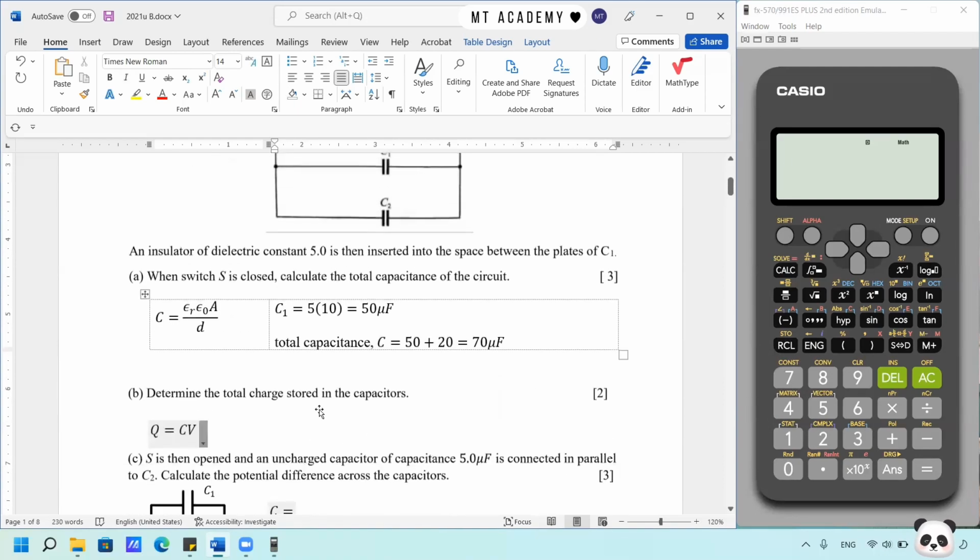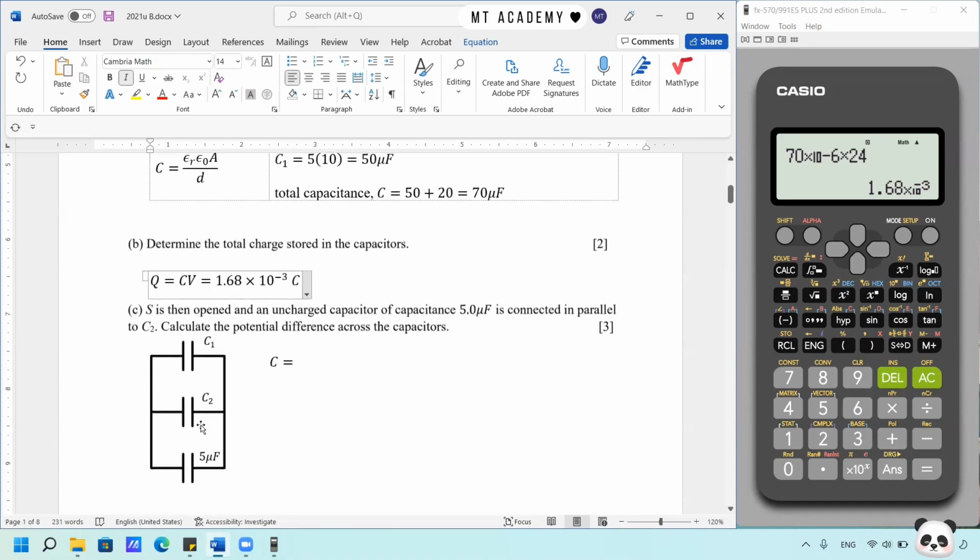Determine the total charge stored in the capacitors. We have the new capacitance and we have the voltage. So just apply the formula Q equals CV. We have 70 microfarad multiplied by the voltage, 24 volts, and you will obtain 1.68 millicoulombs. Okay, 1.68 times 10 to the power negative 3 coulombs.